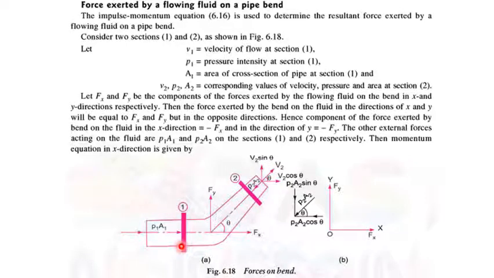So at section 1 the velocity of flow is v1, the pressure intensity is p1 and the area of cross section is a1. Similarly, at section 2 the velocity of flow is v2, pressure intensity is p2 and area of cross section is a2. Direction of flow is indicated in the figure. Please keep that in mind. Now let's consider Fx and Fy, which are the components of the forces exerted by the fluid on the bend. See, this is the pipe through which fluid flows. This is the direction of flow. So here there is a bend in the pipe.